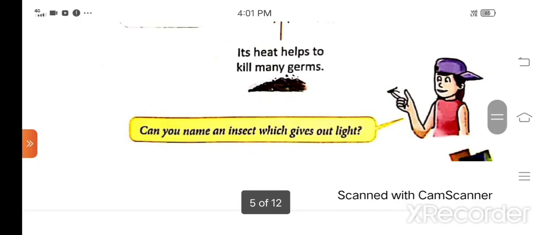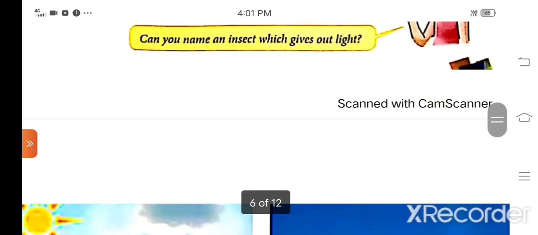Can you name any insect which gives out light? Dear student, can you name any insect which gives out light? So, of course, the insect which gives out light is called the firefly.